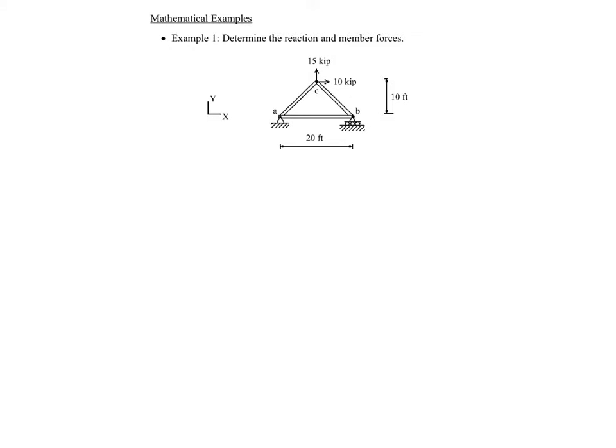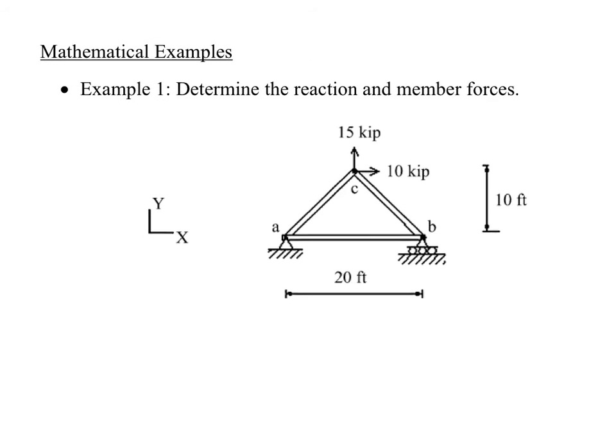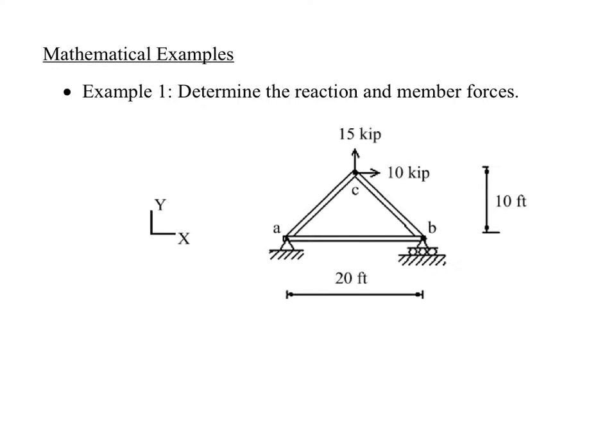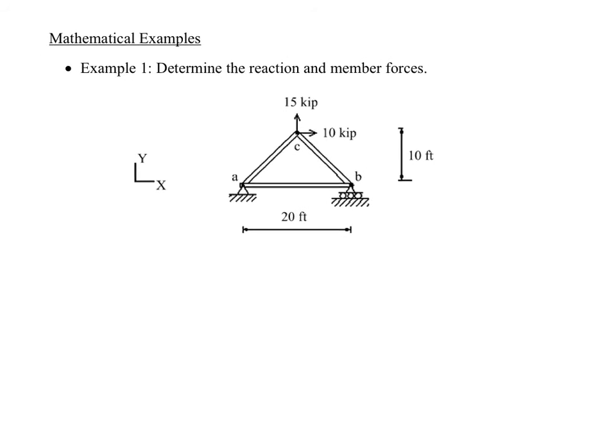So example 1 here says, determine the reaction and the members' forces. So this example is far simpler than the previous one. We just went through all that analysis. So let's start this together and let's think about this. Now, kip simply means kilopound, by the way. It's an old school unit that people have used. It means 1,000 pounds. So really 15,000 pounds is what that's saying. But we'll just use the unit kip. So we'll just leave 15 as it is.